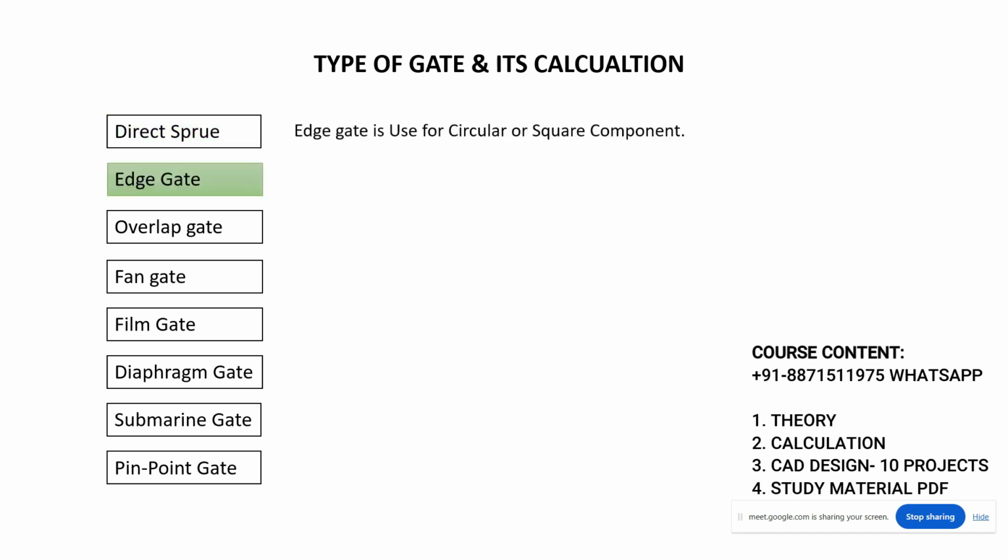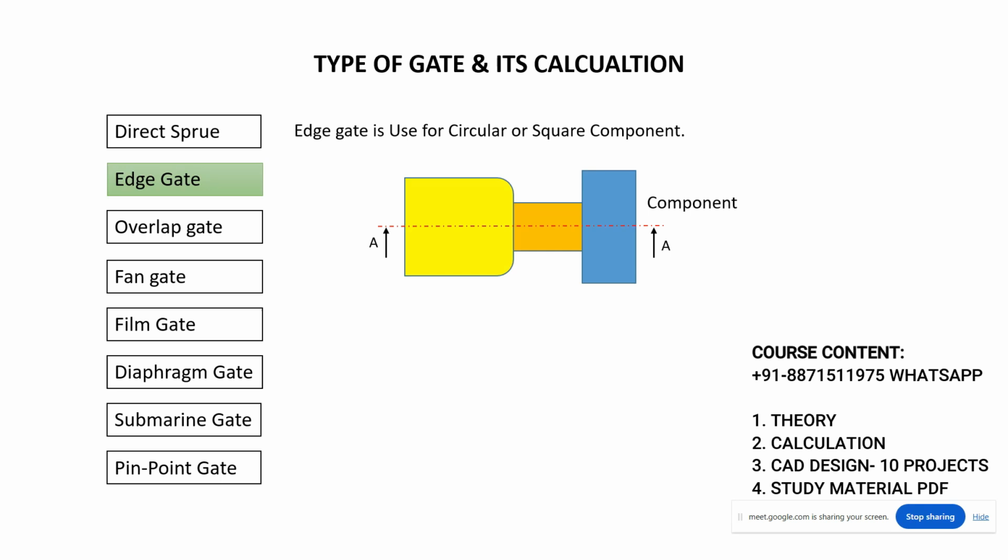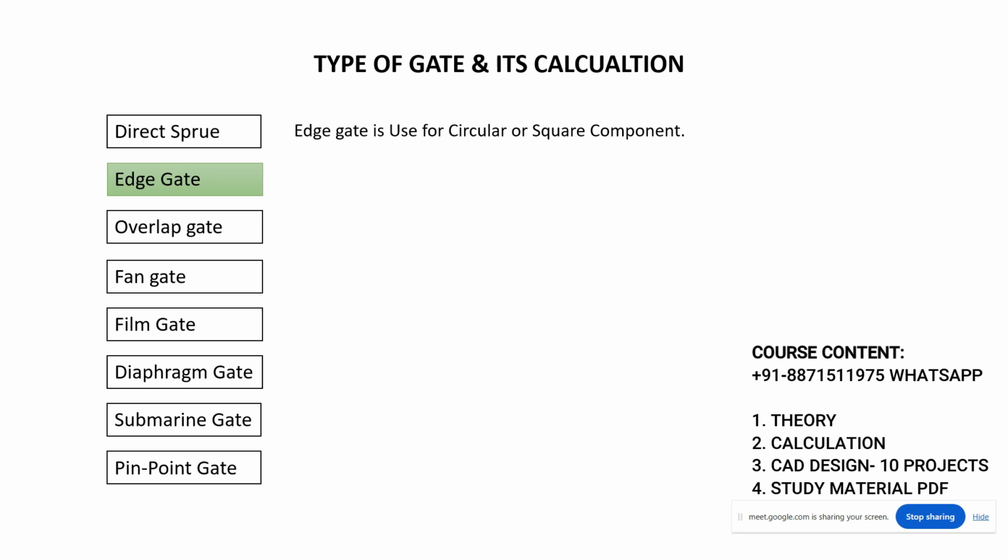Achha, we have discussed the edge gate here. Where can we use the edge gate? The edge gate is used for circular or square components. Again I am telling you one thing, the selection of the gate also depends upon the customer.